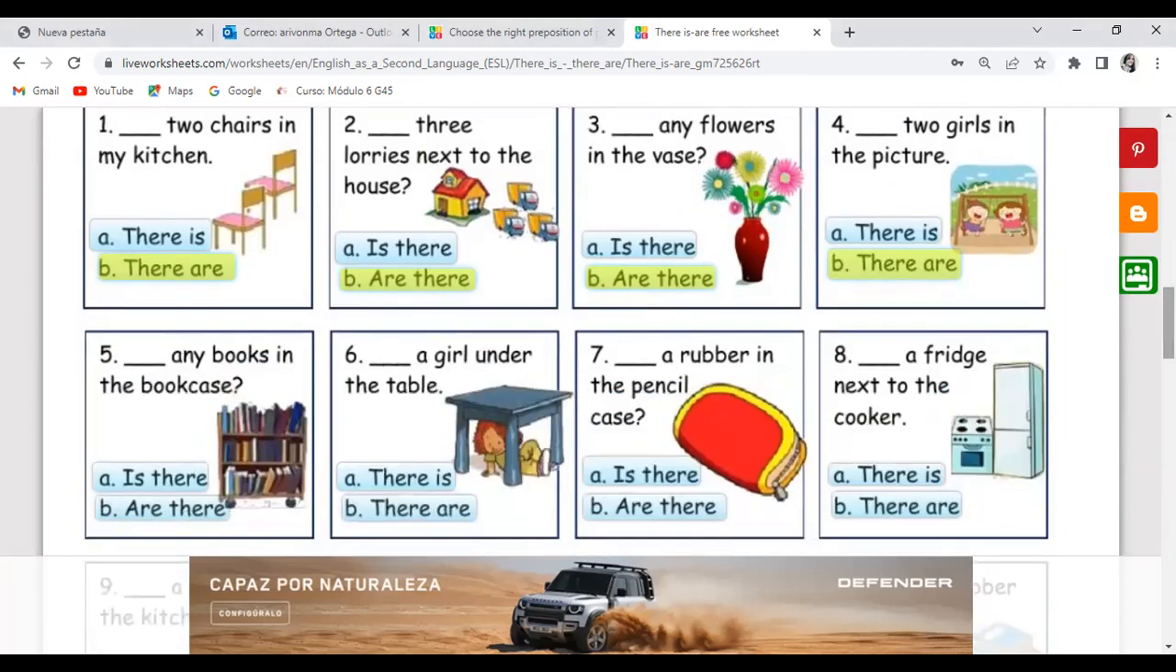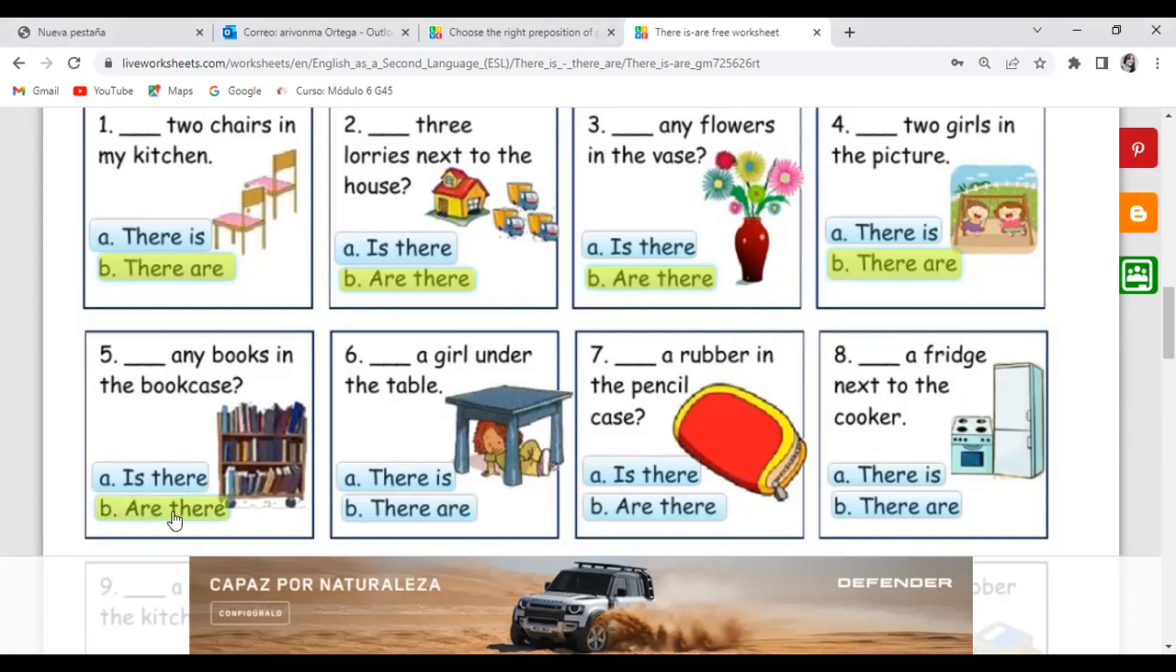What about number 5? In number 5, I'm talking about a question. I'm asking, any books in the bookcase? Entonces, ¿hay libros en el librero? Eso quiero preguntar. ¿Hay libros en el librero? Entonces, ¿cómo decimos? Is there or are there? Are there? Yes. Are there any books in the bookcase? Very good.